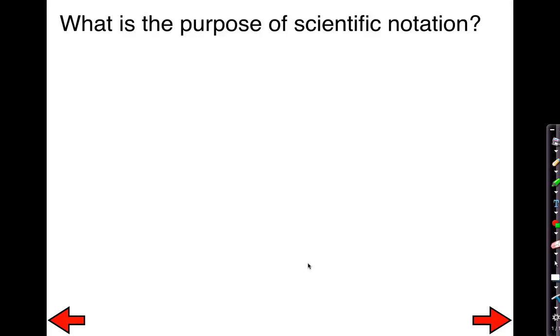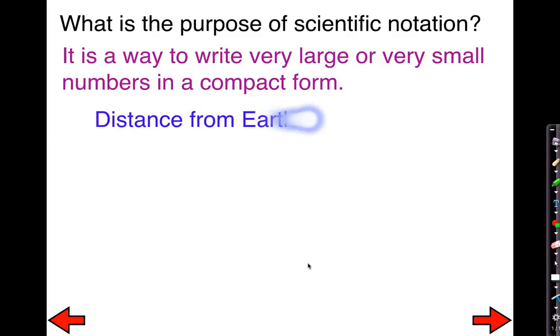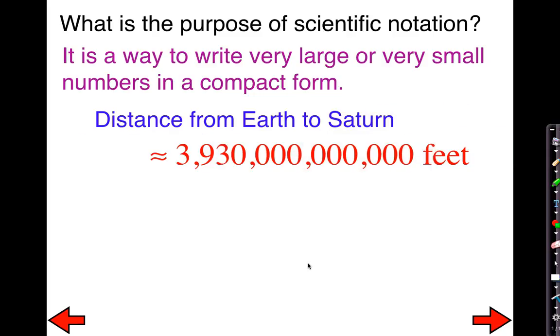Okay, so what is the purpose of scientific notation? Again, it is a way to write very large or very small numbers in a compact form, so it's easy for us to quickly look and say, oh, it's in the trillions or it's in the billions, etc. So, for example, the distance from Earth to Saturn is this many feet away. Notice we usually get comfortable reading numbers within thousands and maybe possibly the millions, but after that it gets a little bit difficult. So what's a quick way to see how far that it is in a nice compact form? Scientific notation. This can also be written as 3.93 times 10 to the 12th power.